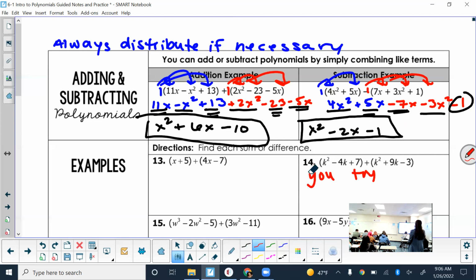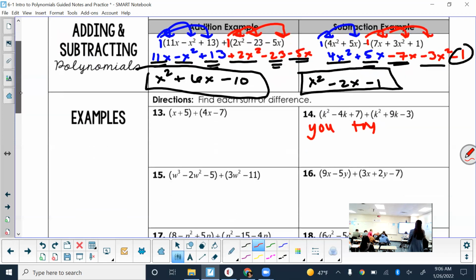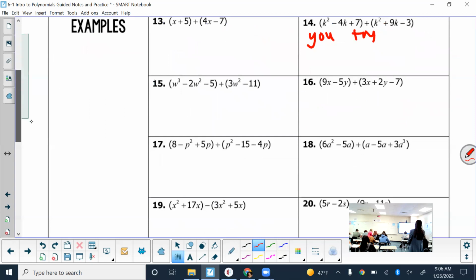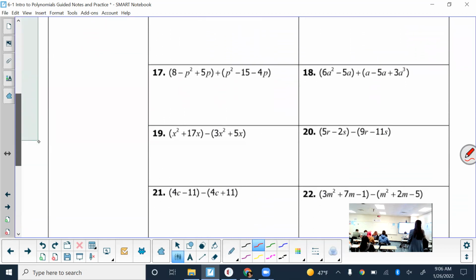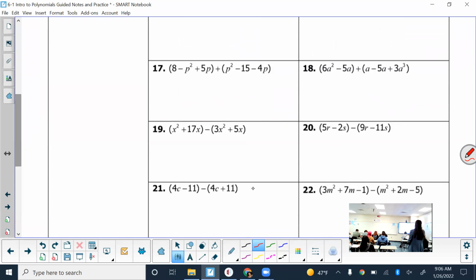All right, I want you guys to try 14. And 22. So 14 and 22 is what you guys will try.